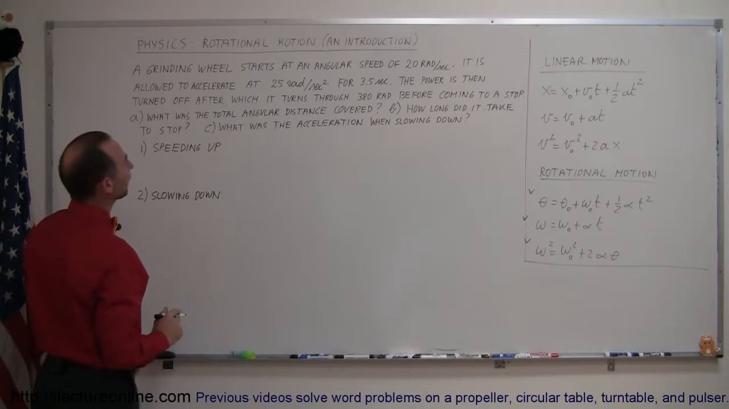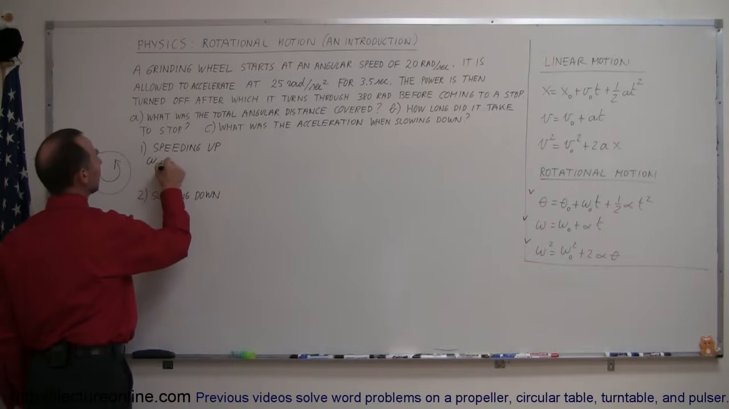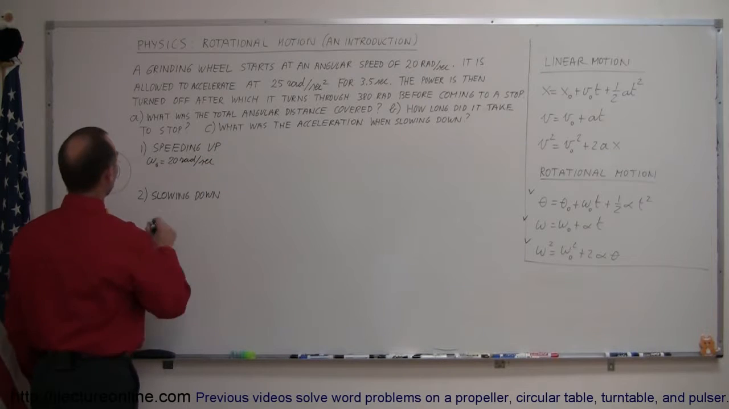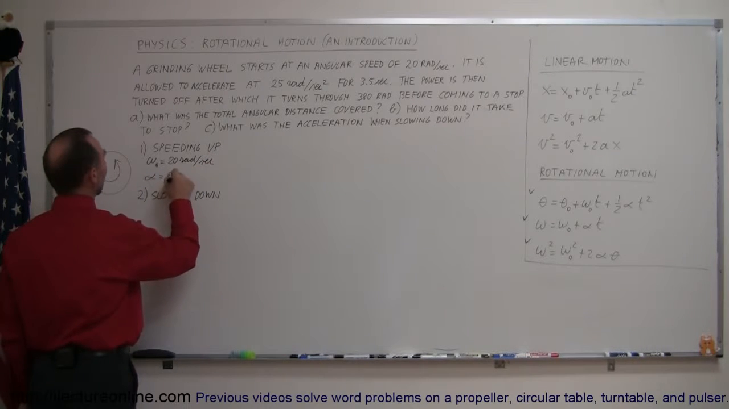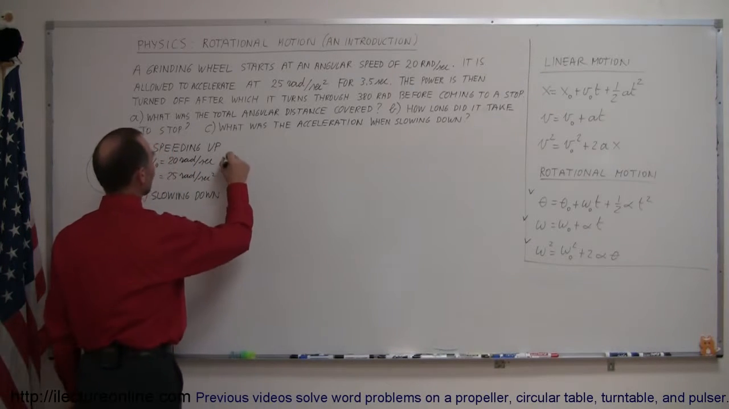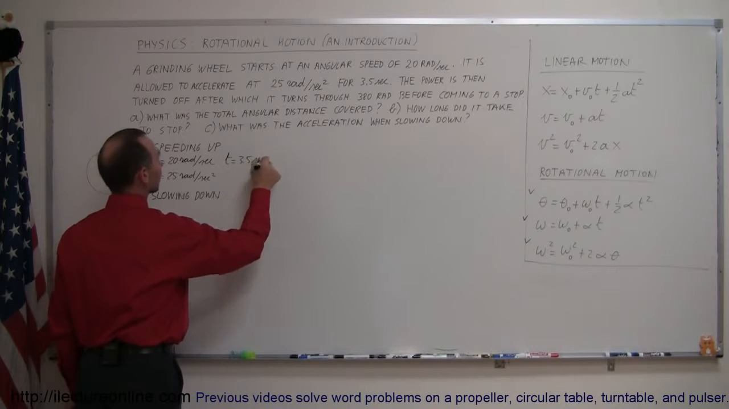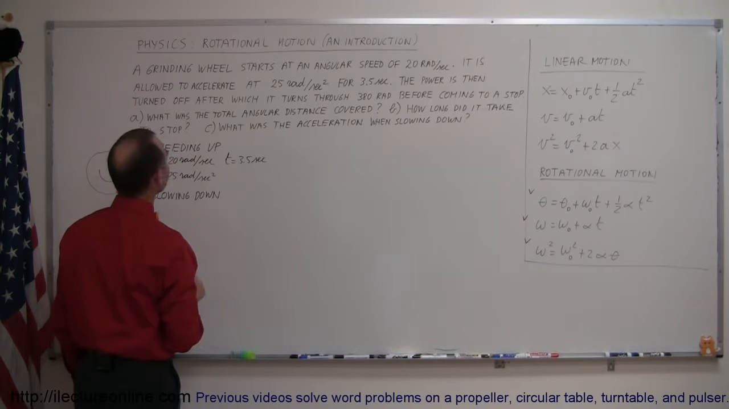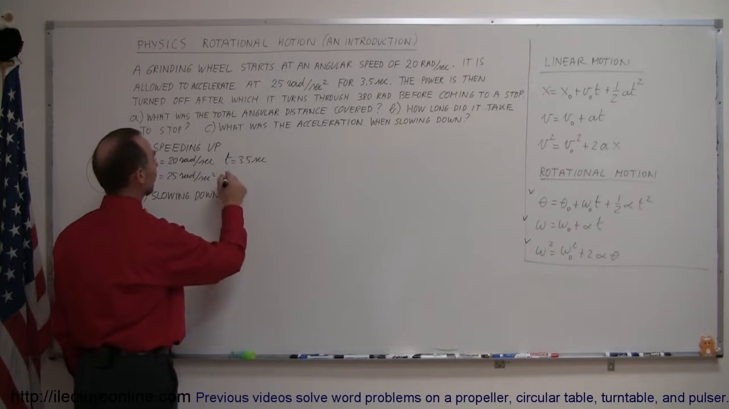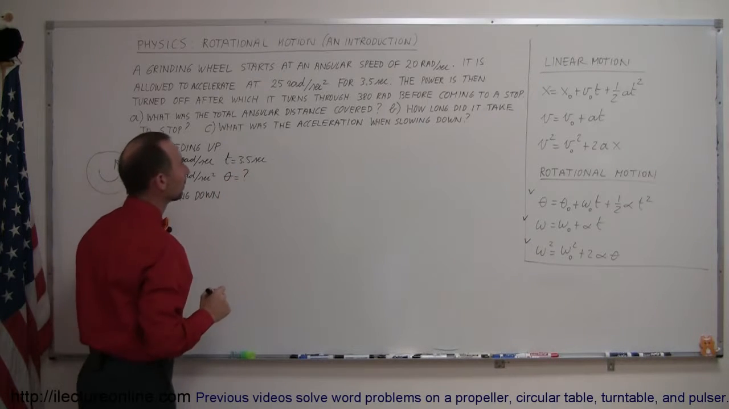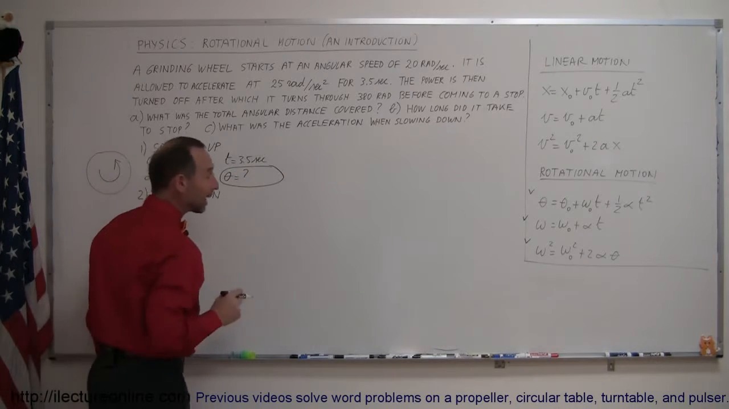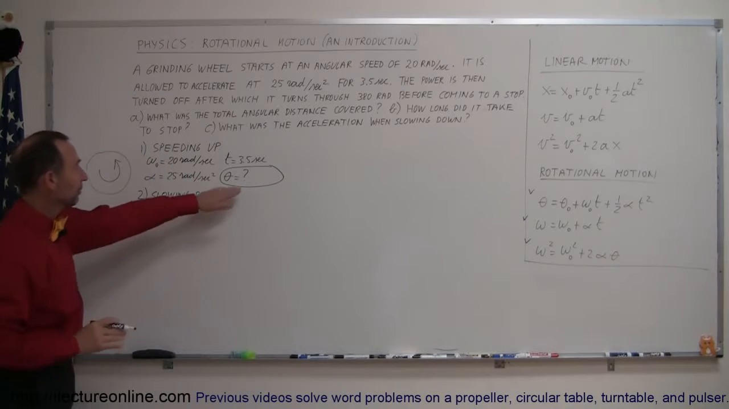So what do we know during the speed up part? The original omega is equal to 20 radians per second. The acceleration alpha is equal to 25 radians per second squared. The time, 3.5 seconds. And what are they asking for? What was the total angular distance covered? So theta, in this case, is unknown, so we'll put that down. For the first part of the problem, we don't know the angular distance the wheel turned, and so we need to figure that out.